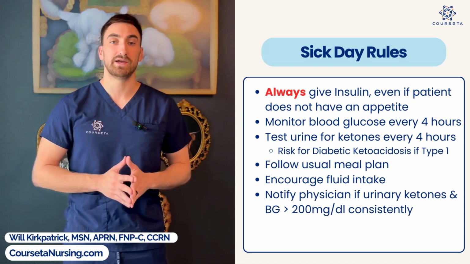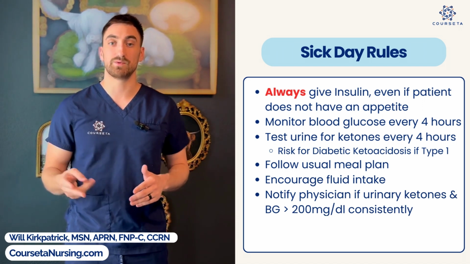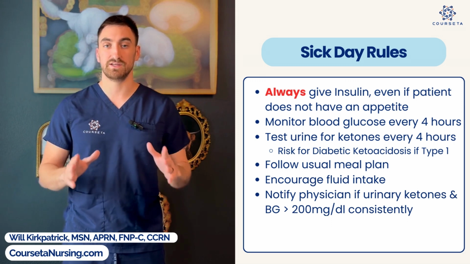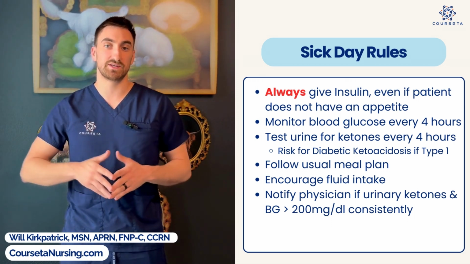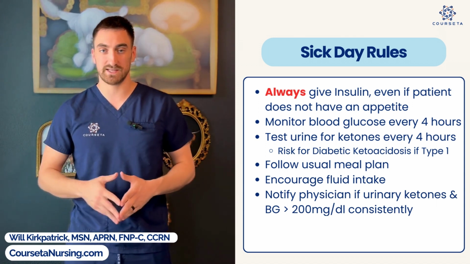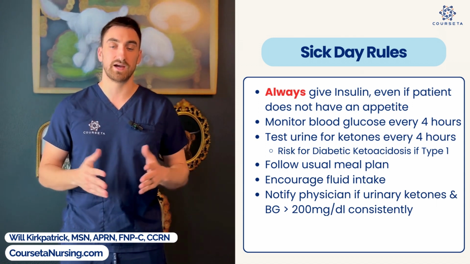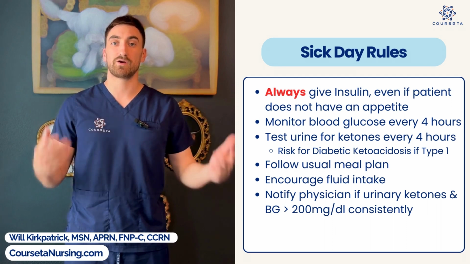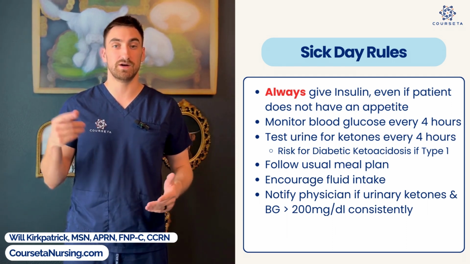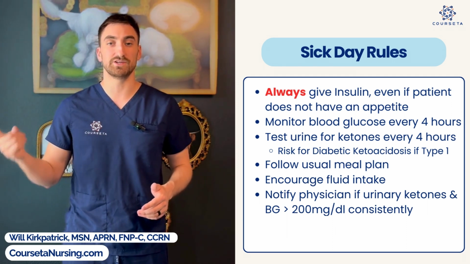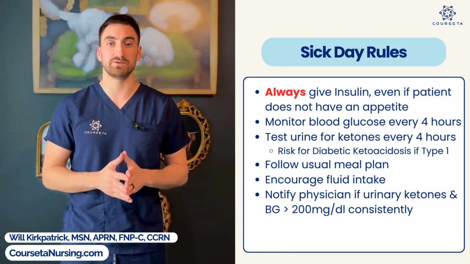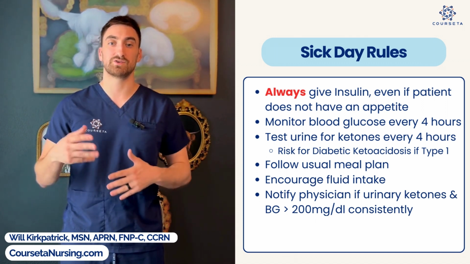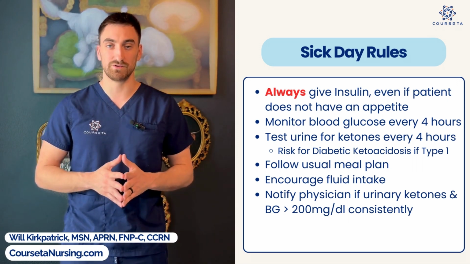So even if that patient has a change of appetite or they're having trouble keeping food down, you still continue giving administration of insulin. And if the patient is type 1 diabetic, you want to start checking the urine for ketones, as that's one of the signs of diabetic ketoacidosis. And you want to encourage them to intake a lot of fluids because what? They're both at risk for severe dehydration. And number two, you want to keep them on the same meal plan as possible. So small and frequent meals to try to keep a consistent blood glucose intake.